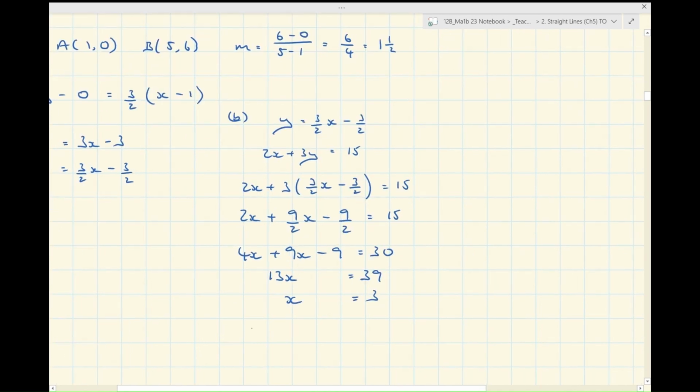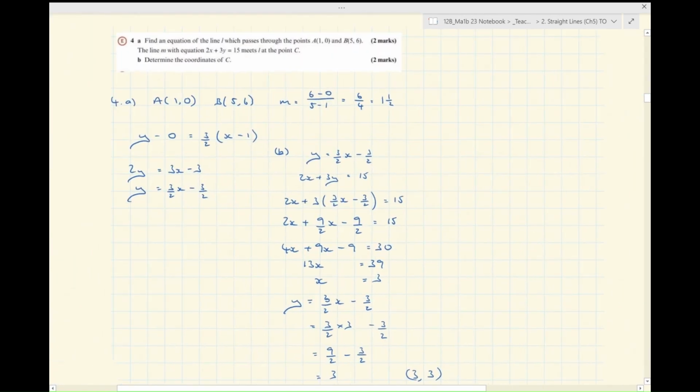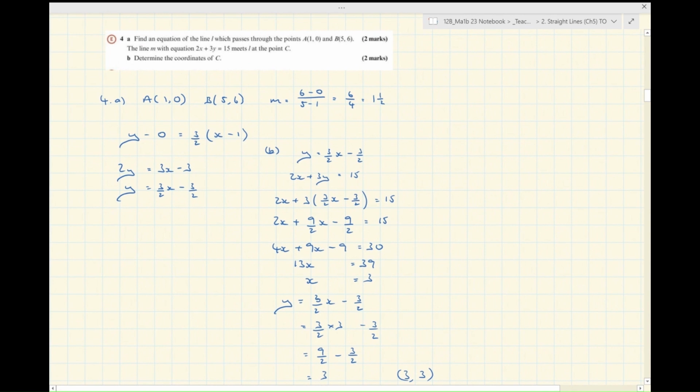And what about y? Well, let's use the first equation, which tells me that y is 3 over 2 x minus 3 over 2. And if x is 3, then that is 3 over 2 times 3 minus 3 over 2, which is 9 halves minus 3 halves, which is 6 halves, which is 3. So my point of intersection is (3, 3). And that is question 4 sorted out.